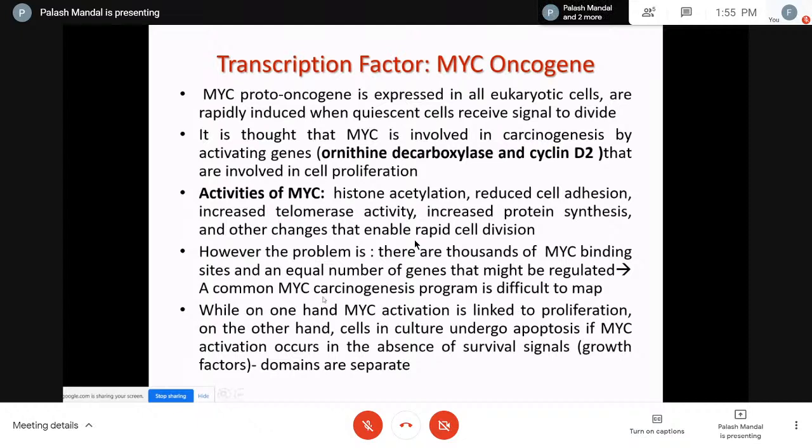And while on one hand MYC activation is linked to proliferation, on the other hand the cells also undergo apoptosis if MYC activation occurs in the absence of growth factors. So if MYC is activated and growth factors are present, the cell cycle will proceed, whereas if the growth factors are absent, the cell will undergo apoptosis. So this is indirectly a self-regulatory mechanism. Okay.